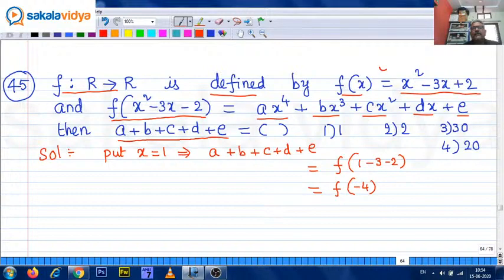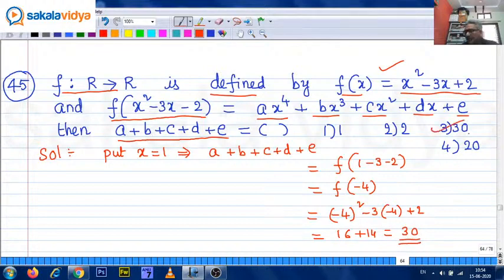f of minus 4 means you need to substitute in f of x: minus 4 square minus 3 into minus 4 plus 2. This will be 16 plus 12 plus 2, that is 14. 16 plus 14 is 30. So the third option is the right option. Why we put only 1: we need to get a plus b plus c plus d plus e, and that can be obtained if and only if x is equal to 1. Understood now? That's why I substituted x equal to 1.